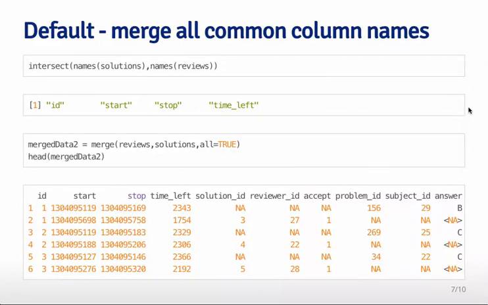The default, again, is to merge based on all common column names. So if you do an intersection of the names of the solutions data frame and the names of the reviews data frame, you get these four variables. And so if you try to merge without telling it what to merge on the basis of, it will try to merge on the basis of all those four variables. So what ends up happening is the ID variable will match up sometimes between the two data sets, but the start and the stop times won't necessarily match up. So it just creates a larger data frame that has multiple rows, one for each row of reviews and each row of solutions.